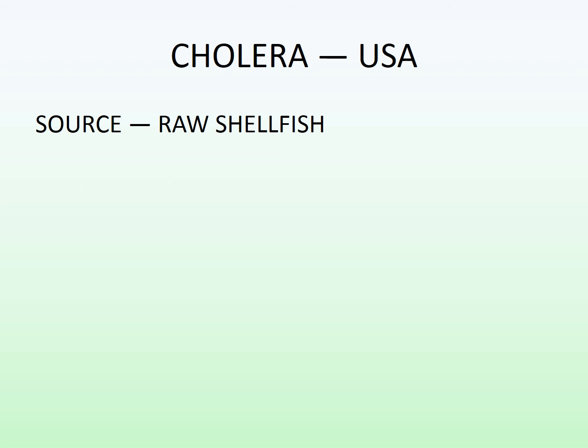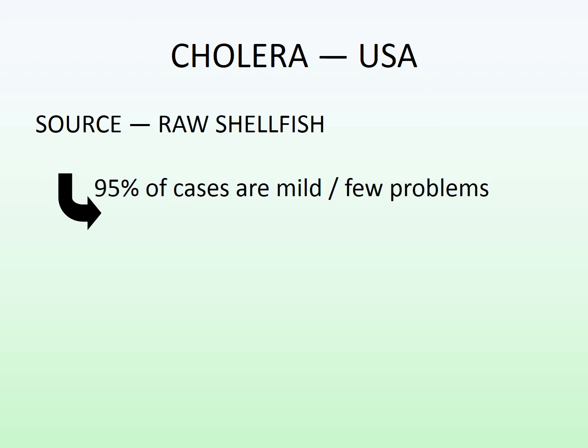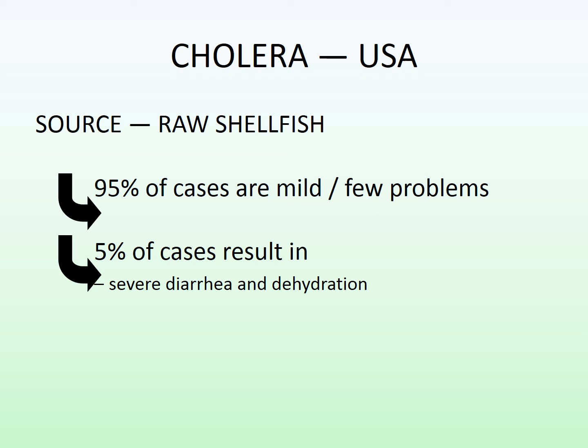If we take a look at data in the U.S. over the last 30 years, going from 2014 all the way back until the late 1980s, we find that about 95% of the cases of cholera that have been documented in the United States are, first of all, mild. They result in few problems. People get sick, but they recover. Only about 5% of those cases result in severe diarrhea and dehydration.